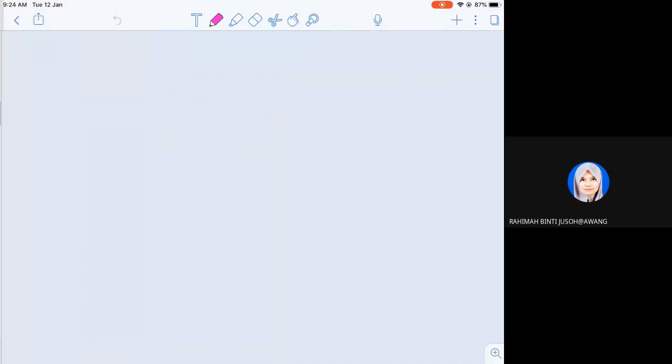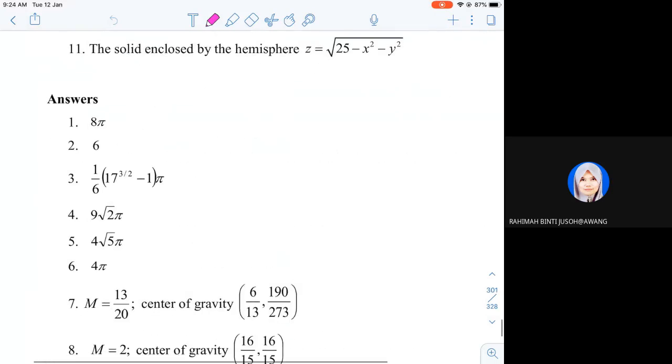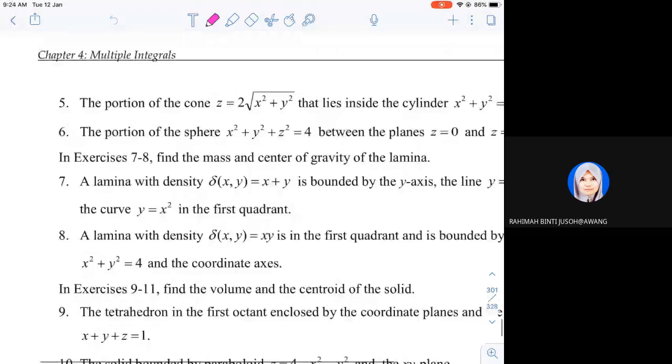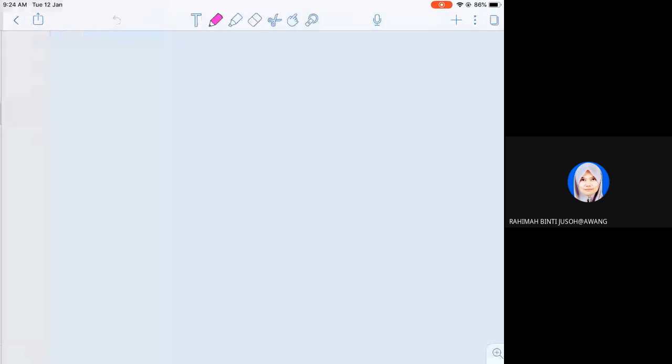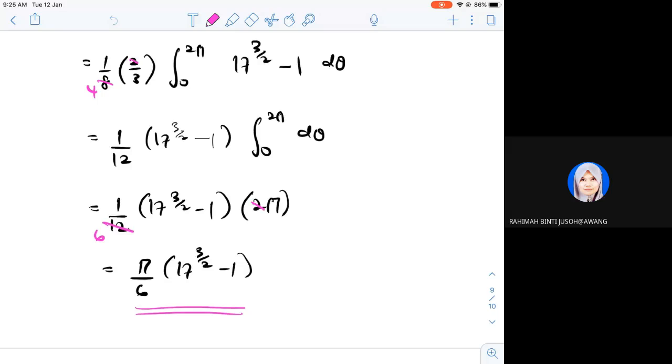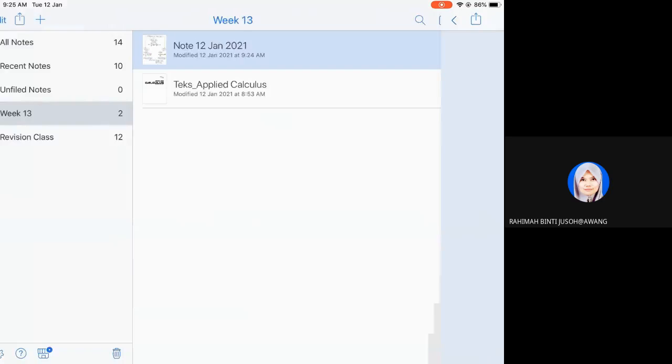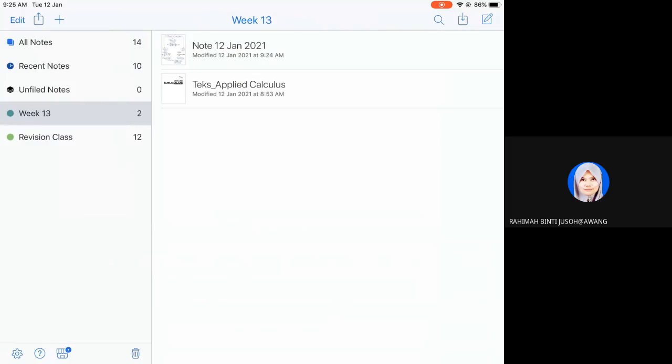Wait, is it correct? What question number was it? 3, 1 over 6. Yes, okay. Alright. So we finished already for question number 3. Okay, that's for surface area. Okay, so now we go to center of gravity.